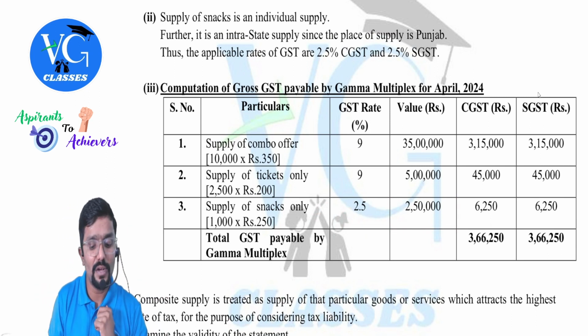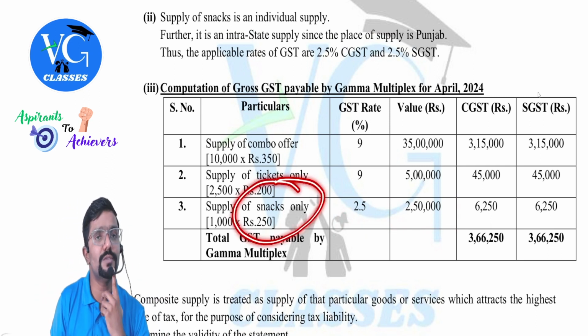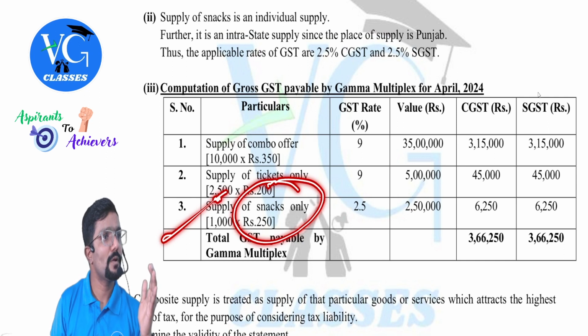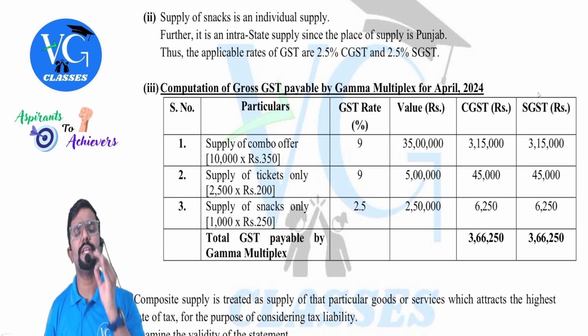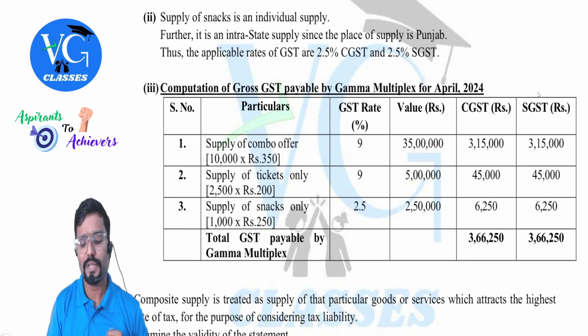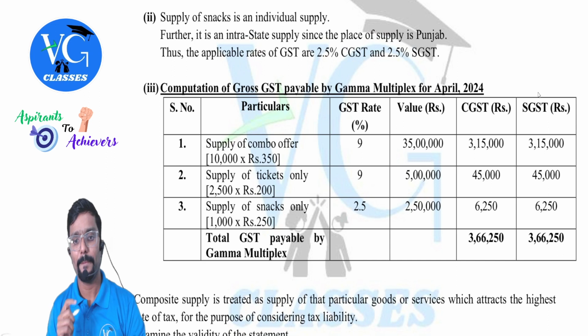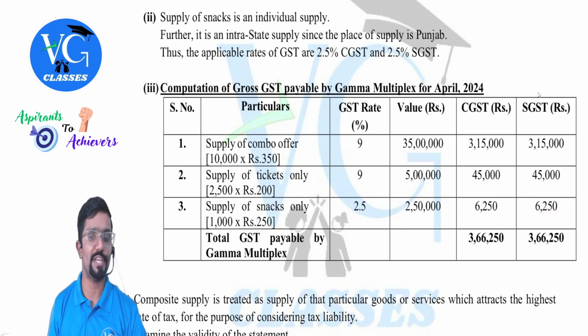Guys, listen here. Is this supply of goods or supply of service? Restaurant is always a supply of service. What is the rate applicable? 2.5%. 2,50,000, be attentive. 2,50,000 into 2.5% comes to 6,250 CGST, 6,250 SGST.